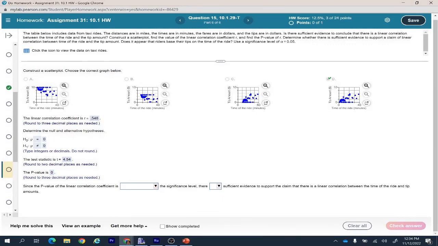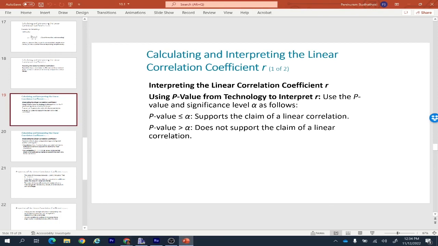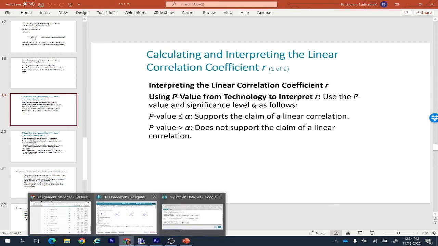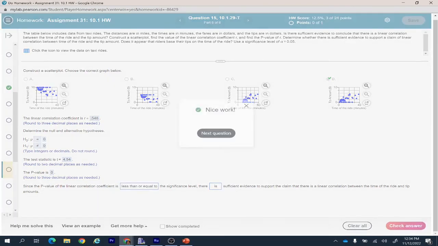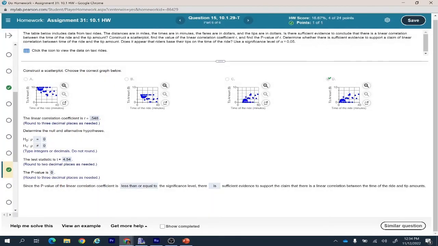And finally, because the p-value is less than alpha, alpha is 0.05. If you go to our conclusion, if it's less than alpha, it supports the claim of a linear correlation. So because the p-value is less than or equal to the significance level, there is sufficient evidence that it supports the claim. Okay.